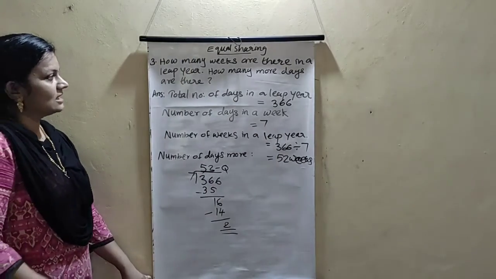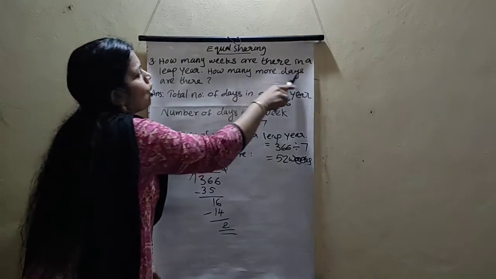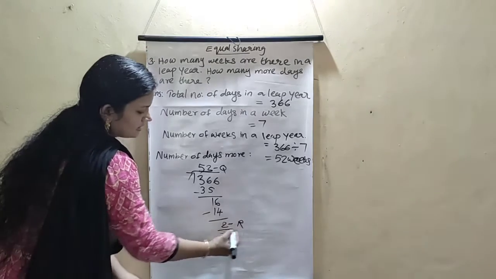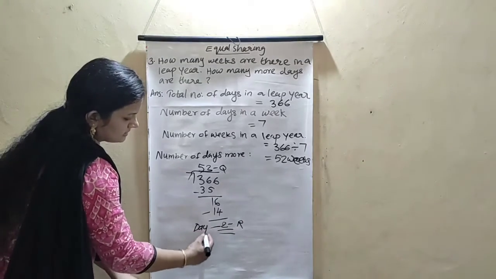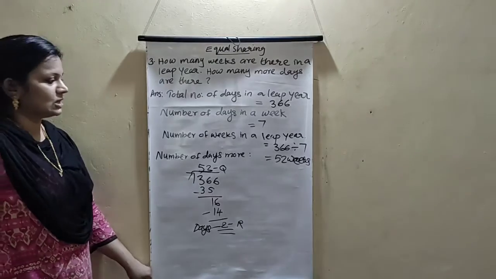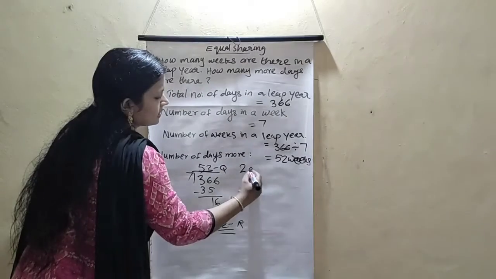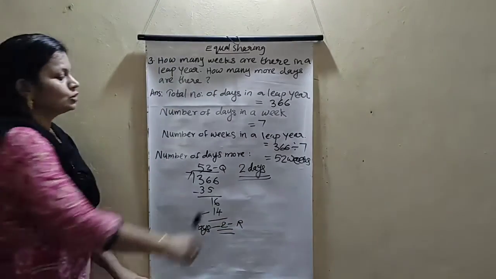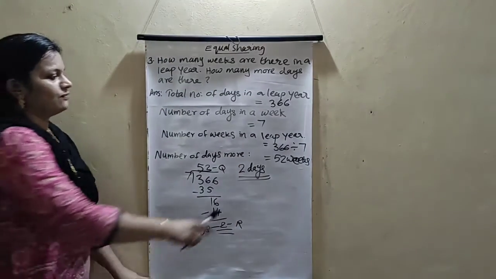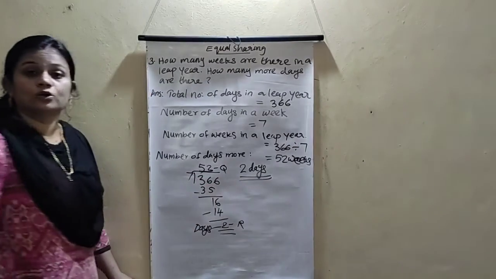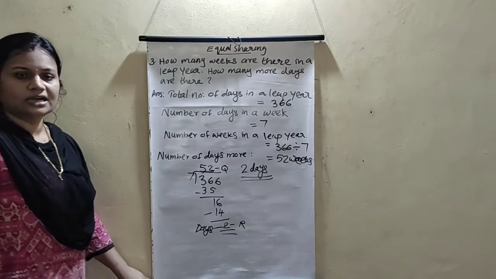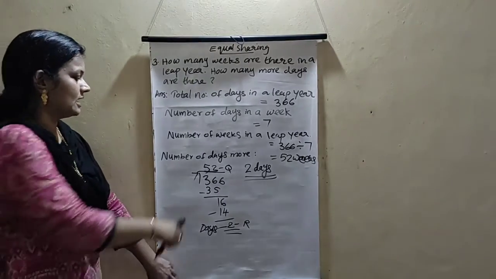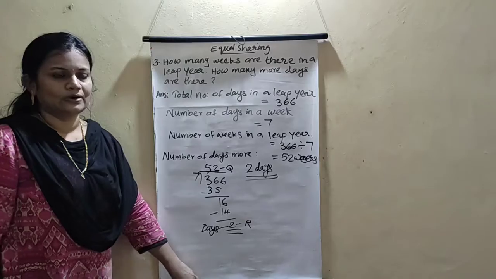52 weeks. We want to find out how many more days there are. You look at the remainder. These are the extra days. How many more days? 2 more days. How many more days in a leap year? 2 days. 52 weeks and 2 days equal 1 leap year. Understood all? This is simple 3-digit and 1-digit division. All of you know the table of 7, so do it.